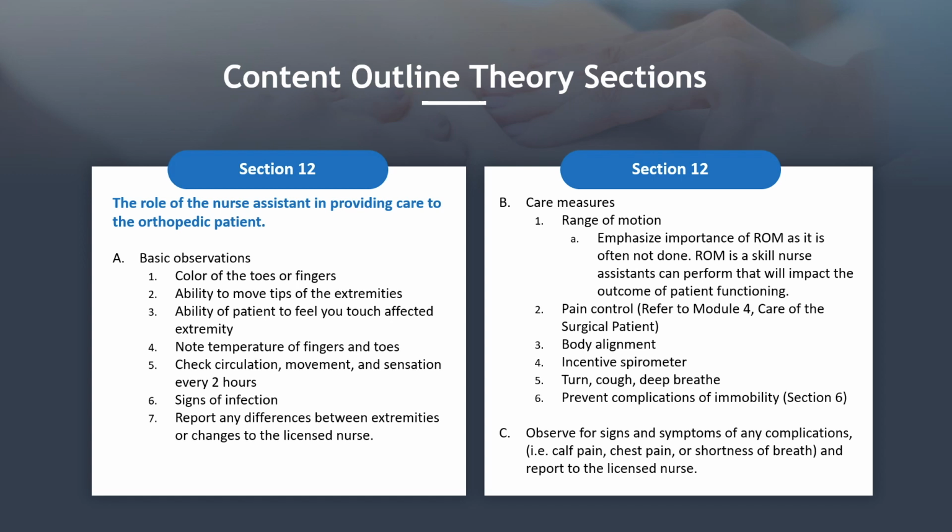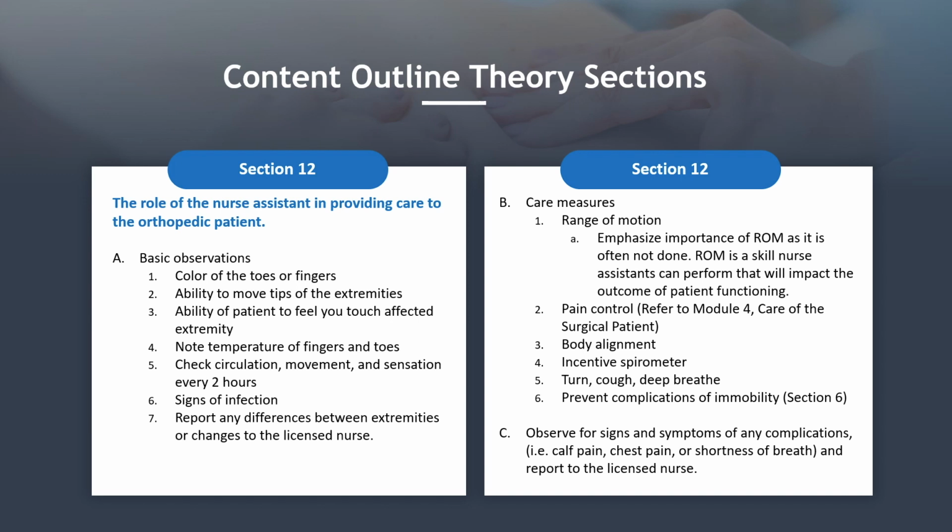Circulation check, movement, and sensation every 2 hours. Signs of infection. Report any differences between the extremities or changes to the licensed nurse. Care measures. Range of motion. Emphasize the importance of ROM as it is often not done. ROM is a skill that nurse assistants can perform that will impact the outcome of patient functioning.